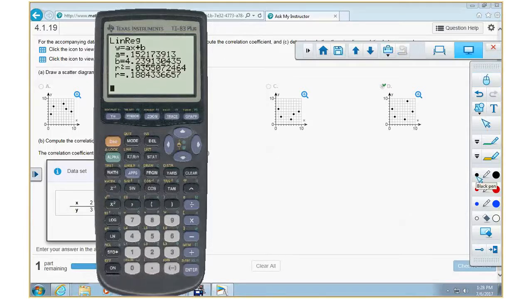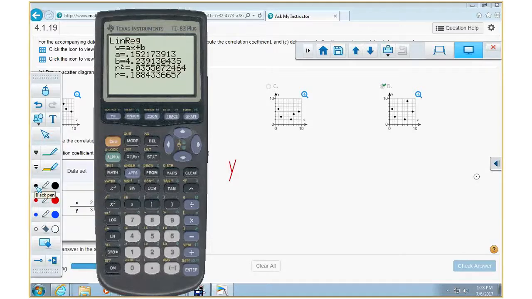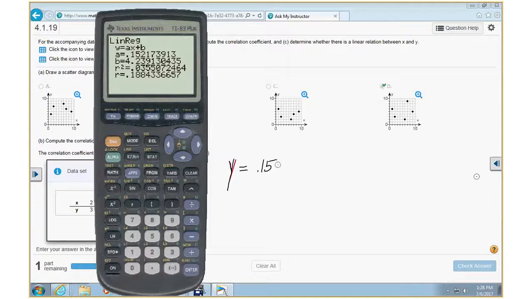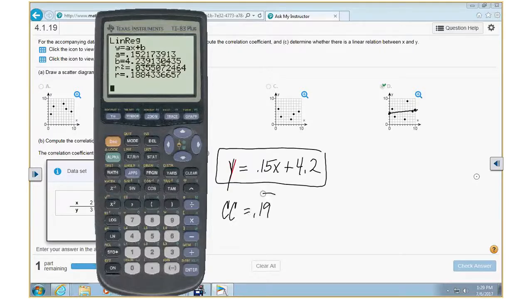Now, if you wanted to write that in a formula, it would be y equal to 0.15x plus 4.2. So therefore, at 0, you get 4.2. So 1, 2, 3, 4, and there's a point right there. And at 10, 0.15 times 10 is 1.5, so that'd be 5.7. So your regression line is right there. That means you have a positive slope of 0.15, which means there's hardly any correlation there at all. And the correlation coefficient is equal to 0.19, or whatever they ask you to round it to.